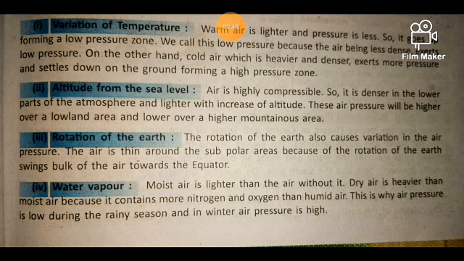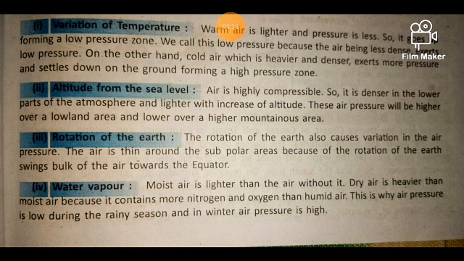Number 2, altitude from the sea level. Air is highly compressible, so it is denser in the lower parts of the atmosphere and lighter with increase of altitude. Air pressure will be higher over lowland areas and lower over high mountain areas. Number 3, rotation of the earth. The rotation of the earth also causes variations in the air pressure. The air is thin around the subpolar areas because the rotation of the earth swings bulk of air toward the equator.